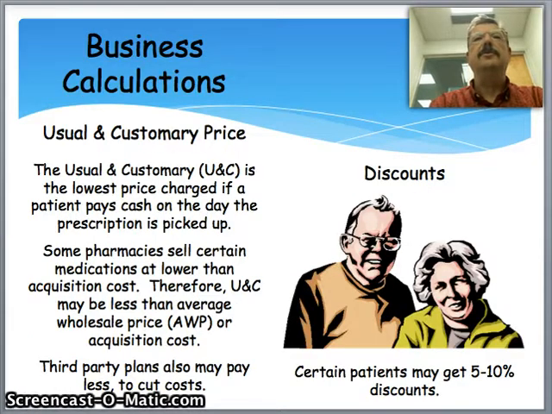Business calculations. Usual and customary price is the lowest price charged if a patient pays cash on the day the prescription is picked up. Some pharmacies will sell certain medications at a lower than acquisition cost. Therefore, usual and customary price may be less than the average wholesale price or the acquisition cost. Also, third-party plans may pay less to cut costs. Finally, discounts are sometimes given to certain patients, such as the elderly.